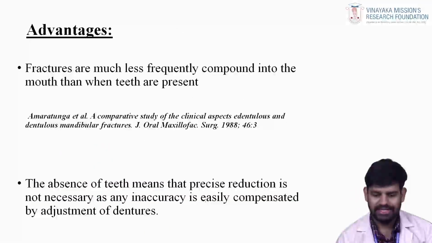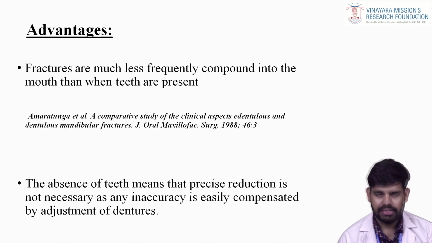So fractures are much less frequently compound into the mouth than when the teeth are present, and the absence of teeth means that the precise reduction is not necessary. If the teeth are there, we have to keep it in occlusion to reduce it, but when there are no teeth, there is no hard and fast rule to reduce it anatomically. As near as possible to the anatomic reduction is mandated.